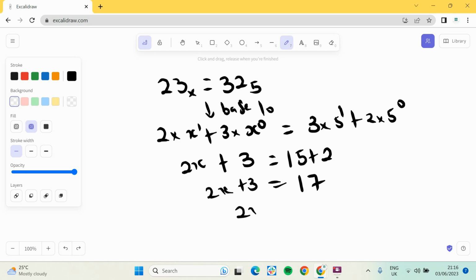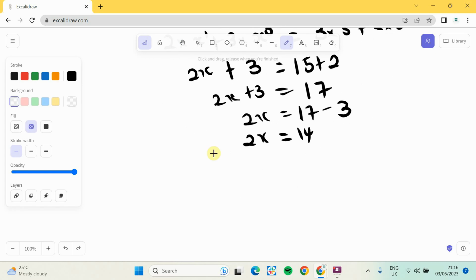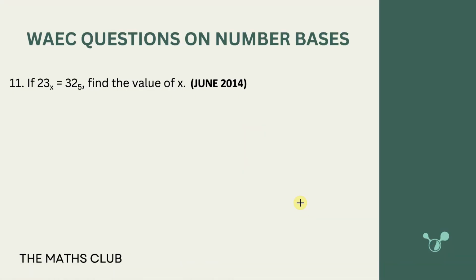So 2x is equal to 17 minus 3, which in this case is 14. So 2x is equal to 14. If I divide both sides by 2, I'll find the value of x. So my x is definitely equal to 7. Great. Let's see if we got the answer. These are the options. Our answer should be option A. Great, and we got it right.